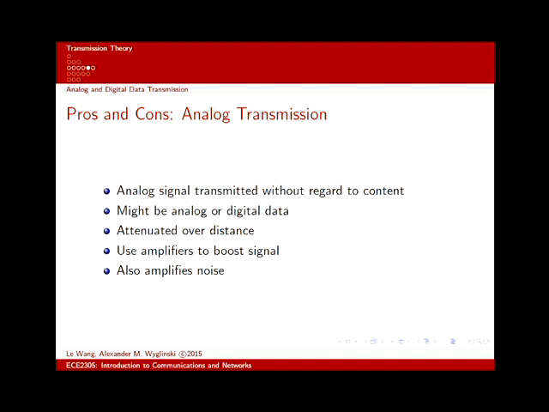It could also be digital. There are a few types of coding schemes where you could superimpose on top of an analog signal. But the problem with analog is that over distance, that signal gets attenuated, and you're going to need to amplify it. But when you amplify it, you also amplify this thing called noise.